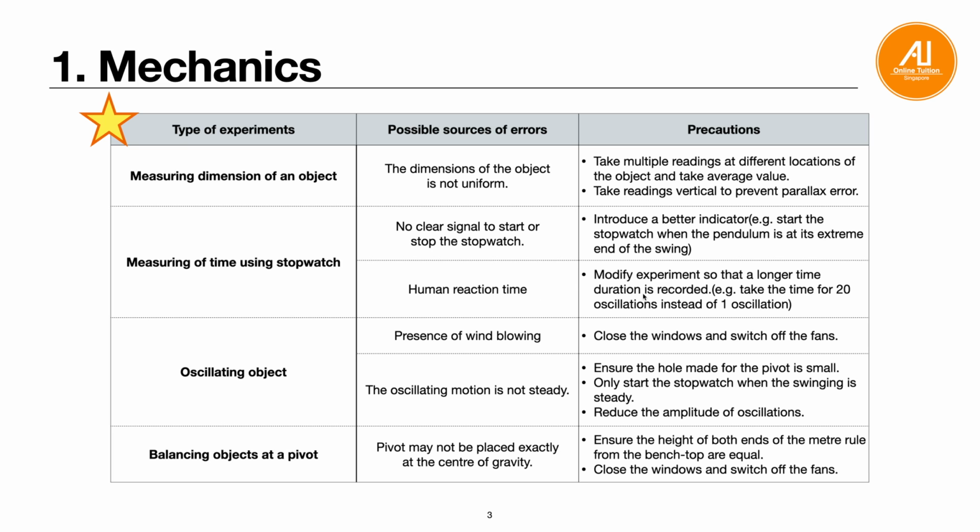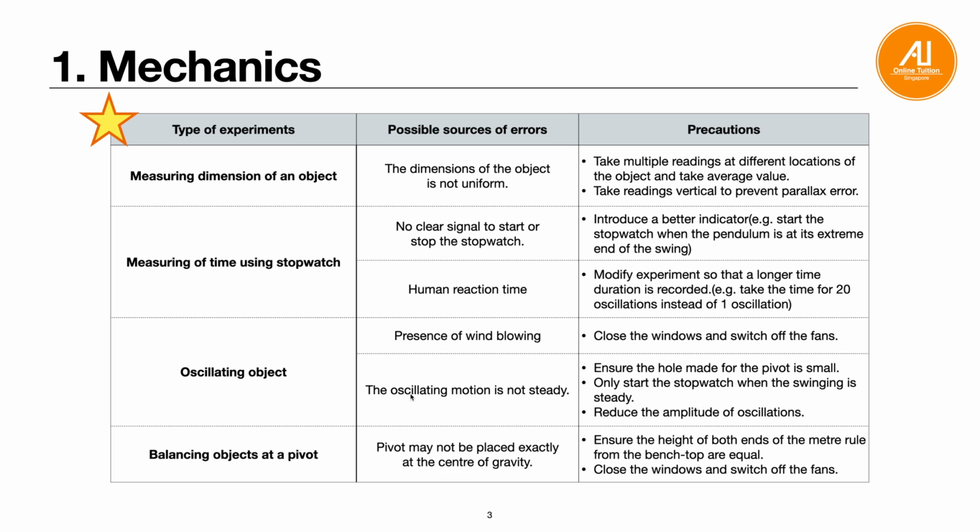Or for human reaction time, modify the experiment so that a longer duration is recorded. For example, take the time for 20 oscillations instead of 1 oscillation. Then you can take the average. Next one, oscillating object. So what if there's a wind blowing? This might be a source of error. So you can close the window and switch off the fan. I'm sure you have this experience before when you do the experiment in your school lab.